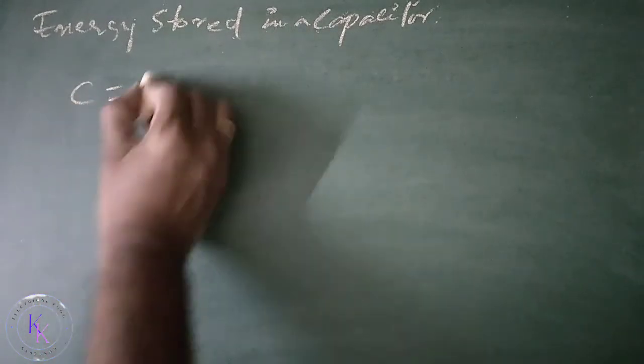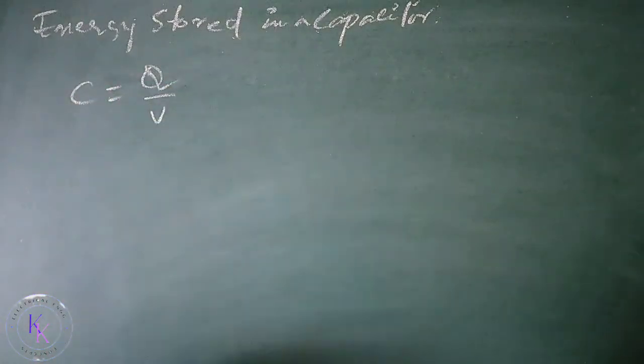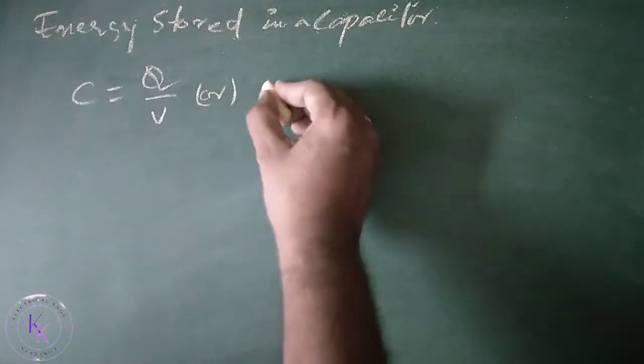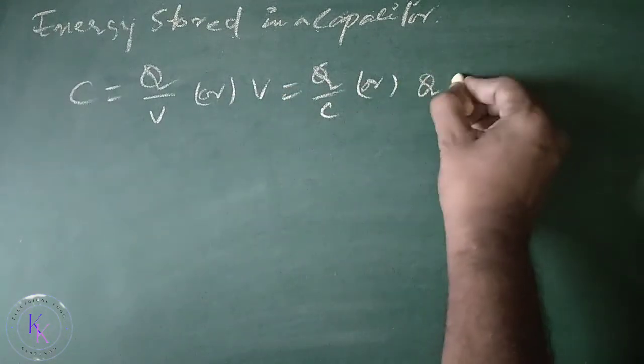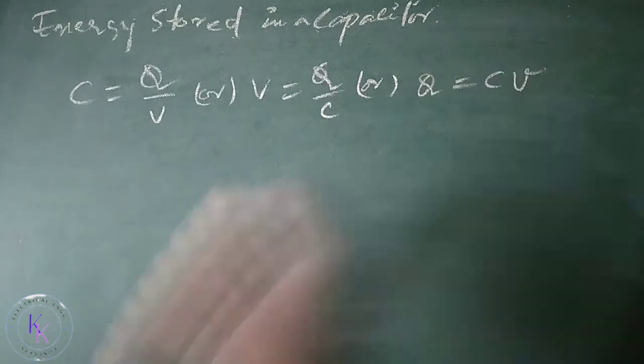Energy stored in a capacitor. As we know, the capacitor stores electrical charge on its plates. Capacitance C is given by Q by V, or we can write this as V equals Q by C, or Q equals CV.